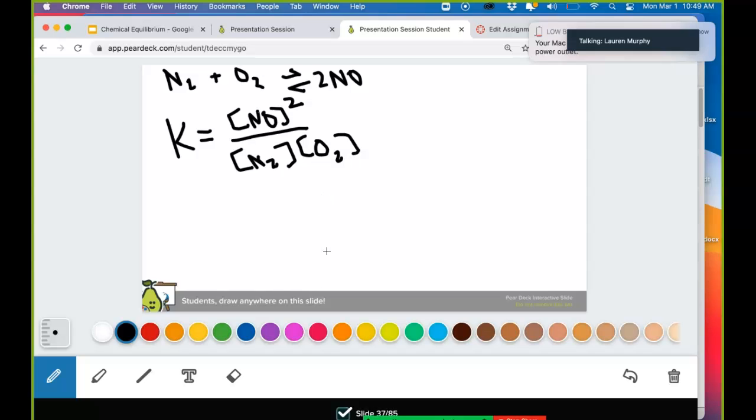Okay. Now, until now, you were given this guy and this guy and this guy, and we plugged and chugged and solved for K. This one is a little bit different. So we're going to set up an ice chart. And a hint that an ice chart will be helpful is if you have initial amounts, like starting amounts.